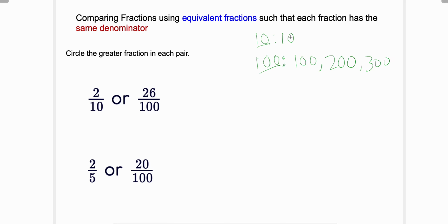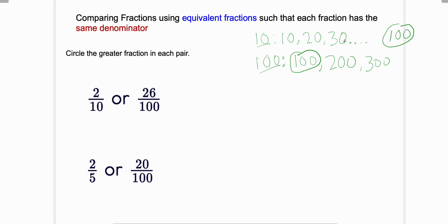10, 20, 30, 40, 50, 60, etc., right? You keep going, and eventually I'm going to get to 100, and 100 is going to be the least common multiple. That is going to be our common denominator that we can use. And notice that I can even use 200 or even 300 because all of these are indeed multiples of 10.